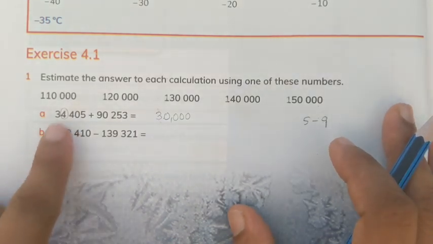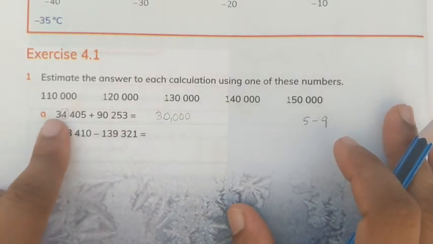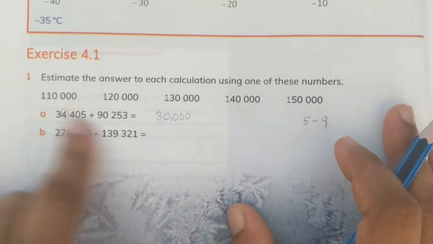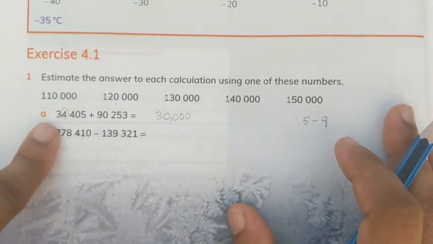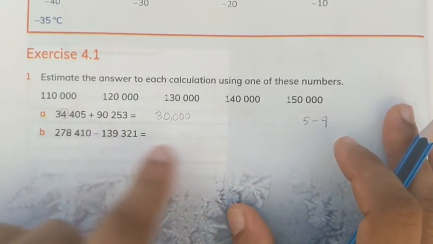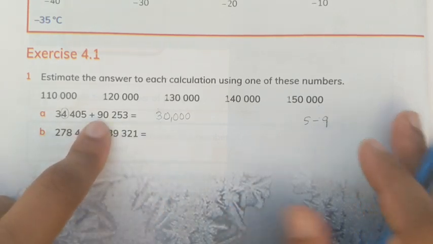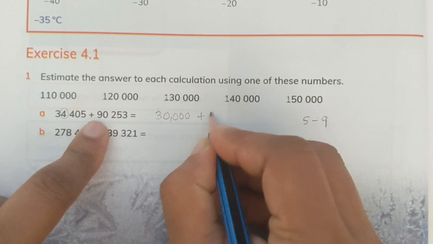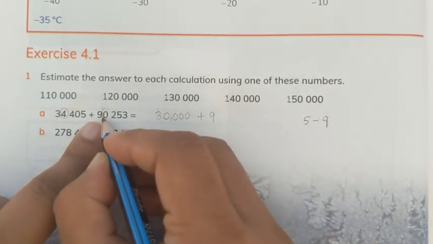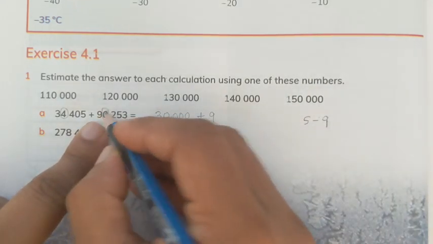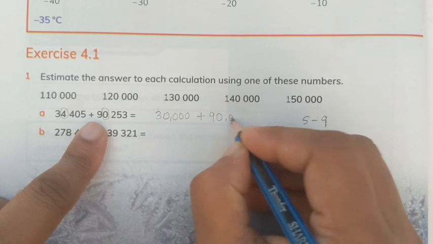So what are we doing? We are just looking for the first digit, then we circle the second digit. If it is a special digit, then we add 1 to the first digit. Otherwise we keep it as it is, as we have done. Here we have 90,253. Again we do the same. We keep the first digit and circle the second digit. Again, it's not a special digit, so we keep it as it is, and it becomes 90,000.